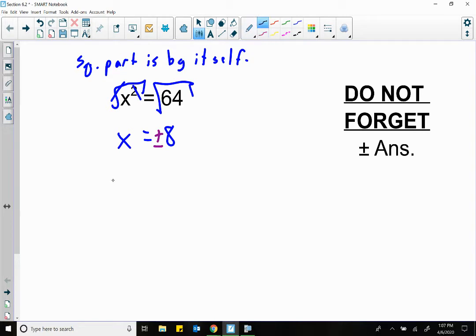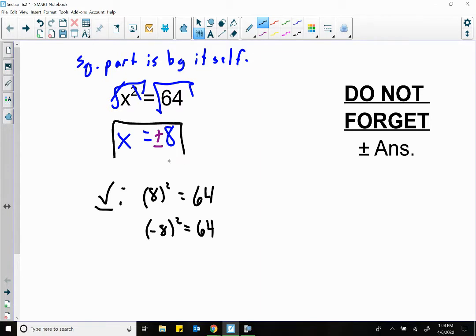Because if I go back and check this, which you do not have to check these, but I just want you to know that if I take and put 8 squared in, that does give me 64. And if I put a negative 8 and square it, that also gives me a positive 64, because any negative number squared is always positive. So that's why that plus or minus has to be there, because there are two answers to that square root, a positive version and a negative version.